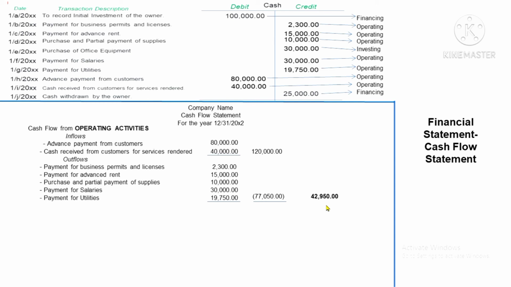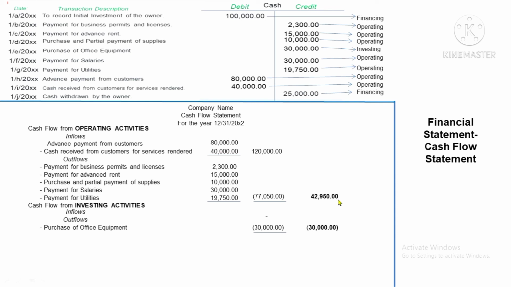Cash flows from investing activities and financing activities actually follow the same pattern, as this will start with the inflows. But since we don't have any inflows in the investing activities, we put here 0. However, we have one outflow related to the purchase of the office equipment, which is an outflow of 30,000. So we need to add these two and we will get negative 30,000 in the investing activities.